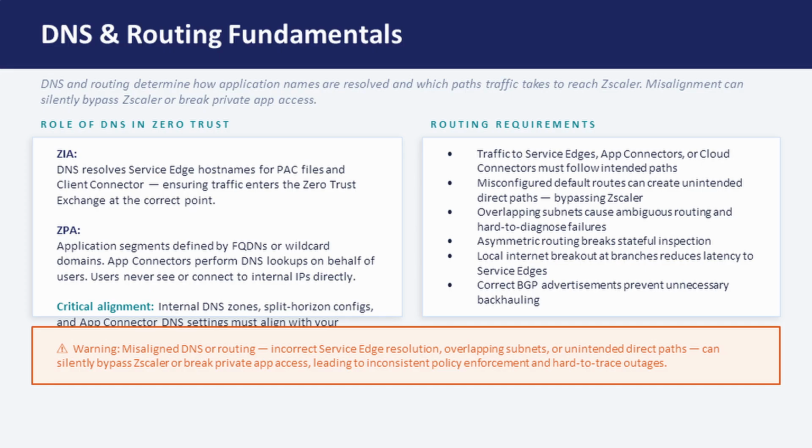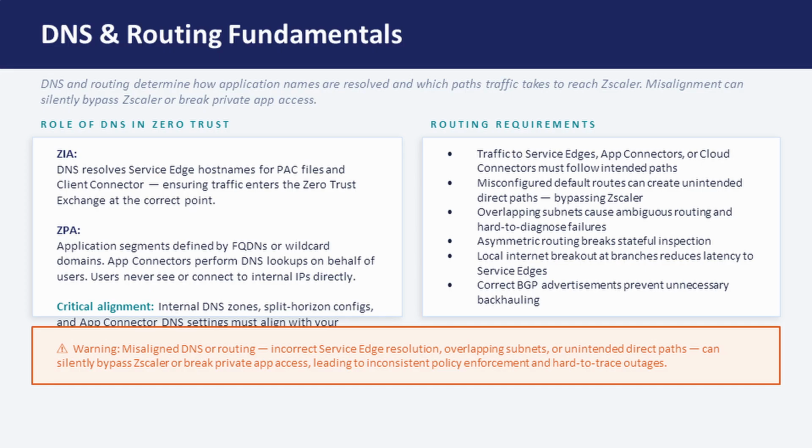On the routing side, the core requirement is that traffic follows its intended path, and only its intended path. The most common routing problem is a misconfigured default route. At a branch with a GRE tunnel, the intent is that all internet traffic goes through the tunnel to Zscaler. The branch router needs a default route pointing to the GRE tunnel interface. If someone accidentally adds a more specific route that points directly to the ISP for a particular destination, the traffic bypasses Zscaler. You have no log of it, no inspection of it, no policy applied to it.